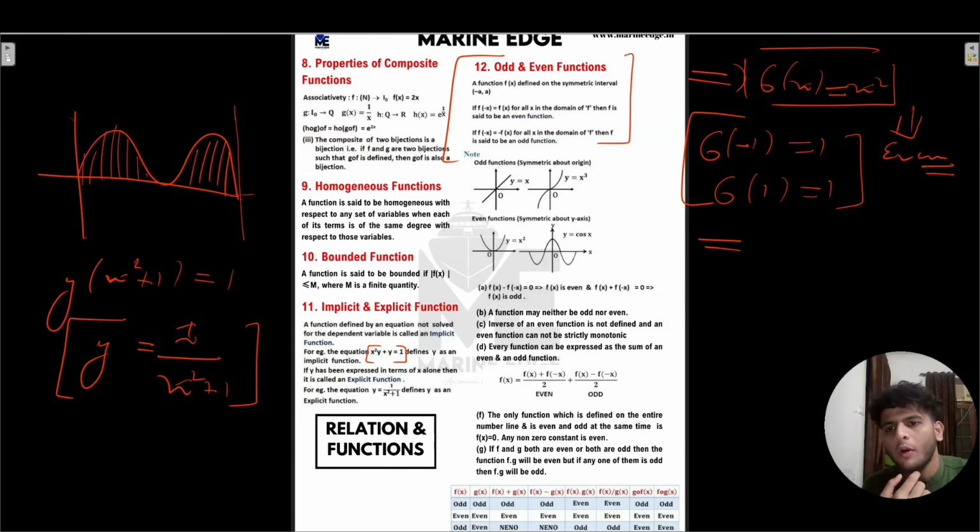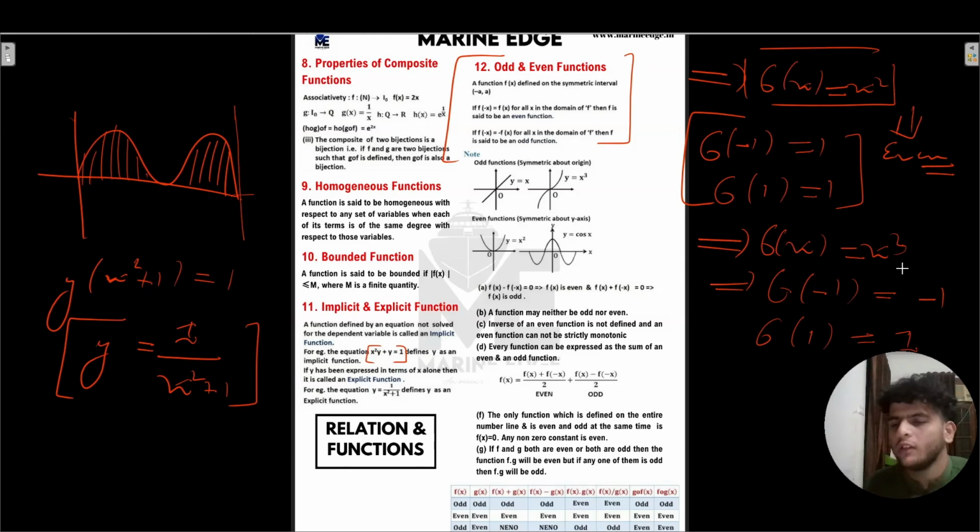But now when I'm talking about f(x) is equal to x cube, and I'm taking the very same inputs, f(-1) and f(1), you can see that this is now equal to -1 and this is equal to 1. Okay. So in this case, both of the outputs are not the same. So we say that this is an example of an odd function. Yes, is that clear? So now we'll move towards the other topics.